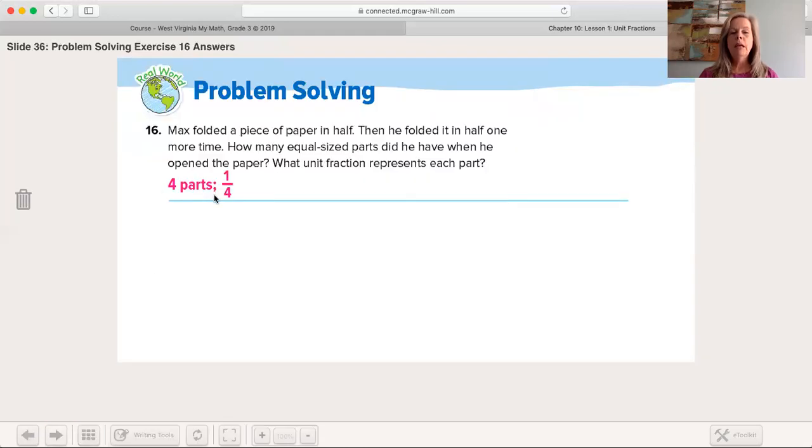4 parts, and that unit fraction would be 1 of 4, or 1/4.